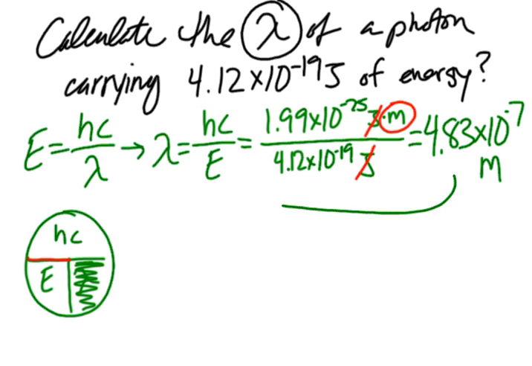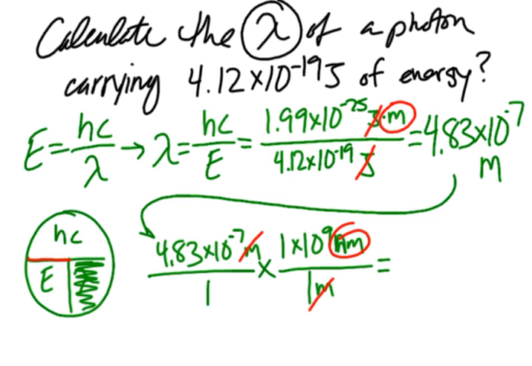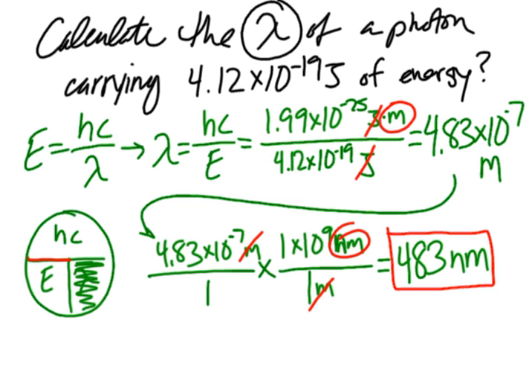So if I was to do that, let's go over here: 4.83 times 10 to the negative 7 meters over 1. Then 1 meter is equal to 1 times 10 to the 9th nanometers. That'll just be an N. When I do my math and cancel out my meters, I am left with nanometers. My final answer is going to be 483 nanometers.